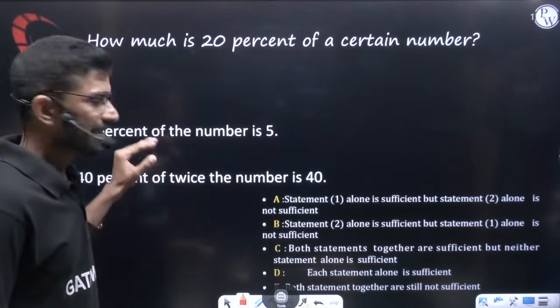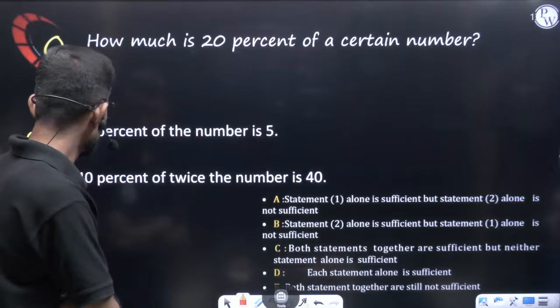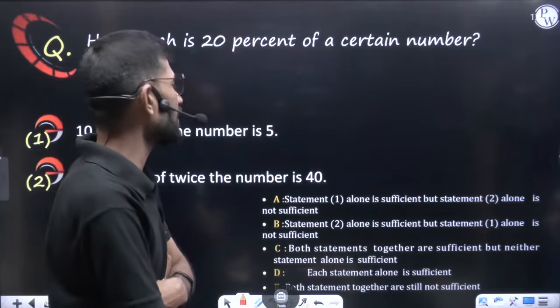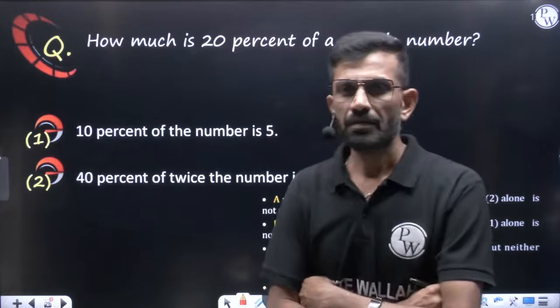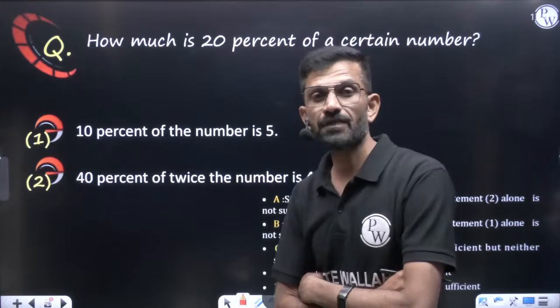First statement, 10% of the number is 5. Second statement, 40% of twice the number is 40. These are the two statements they have given. Now, they are asking you what will be 20% of a certain number.